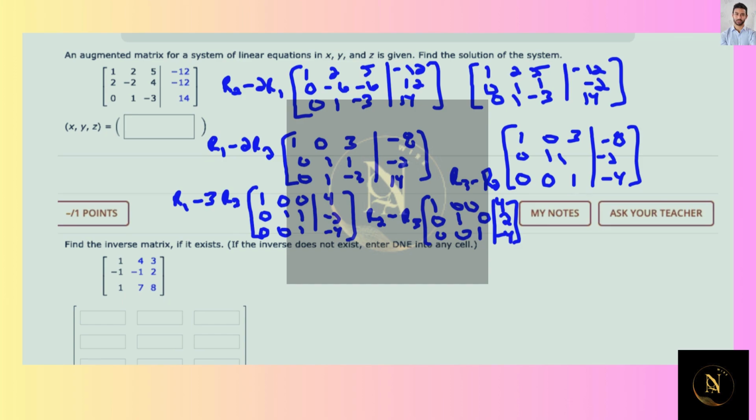X, Y, Z. Now that we have the 3 by 3 identity matrix on the left, the solution is 4, 2, negative 4. X is 4, Y is 2, Z is negative 4.